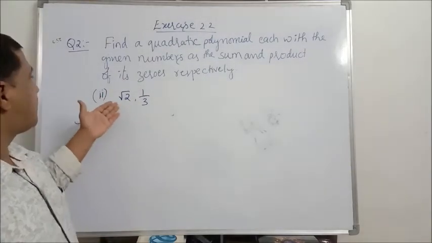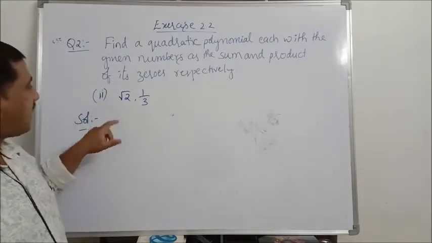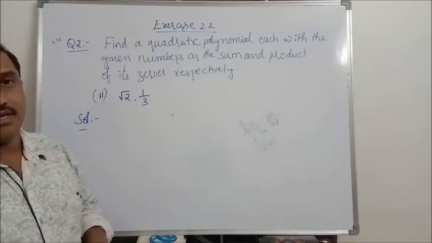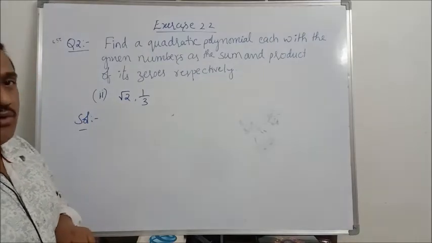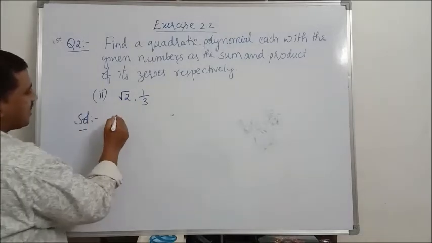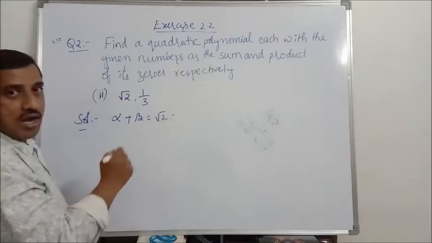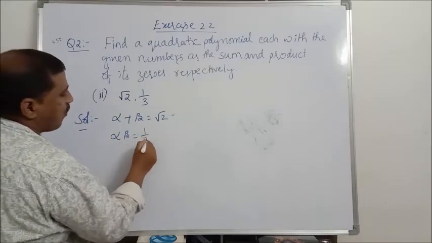Now the second bit, from the second sum: root 2 comma 1 by 3. Root 2 represents the sum of the zeros and 1 by 3 represents the product of the zeros. Then what is the quadratic polynomial? We have to find out. Given data: alpha plus beta, that is the sum of the zeros, is equal to root 2. Product of the zeros, that is alpha into beta, is equal to 1 by 3.